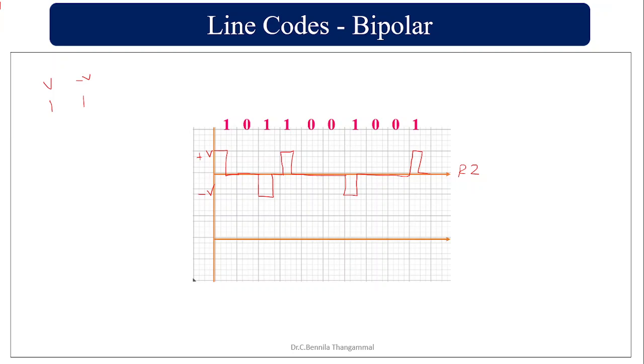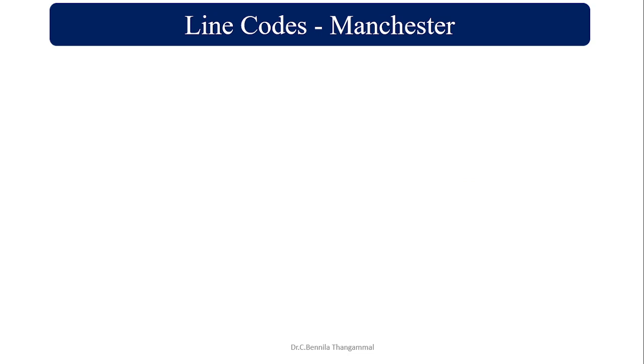For non-return to 0, it will not return to 0. So it will retain in the same position for the entire duration. That's it. So it's going to be 1, 0, then it is minus 1, then polarity change 1, 0, 0, polarity change 1, 0, 0, polarity change 1. So this is the non-return to 0. Now we'll see the Manchester.